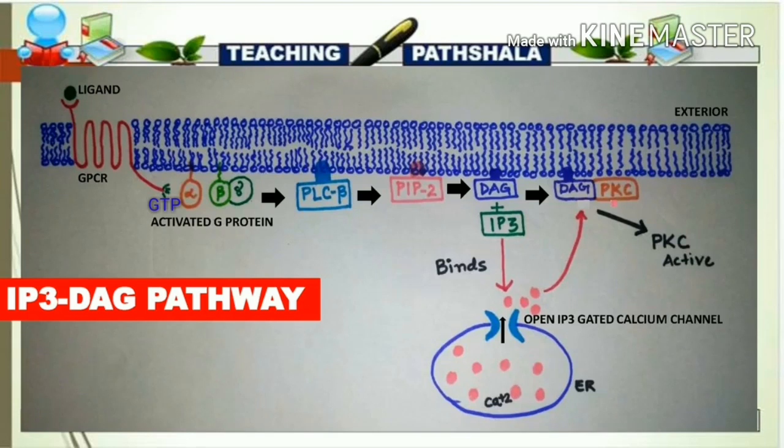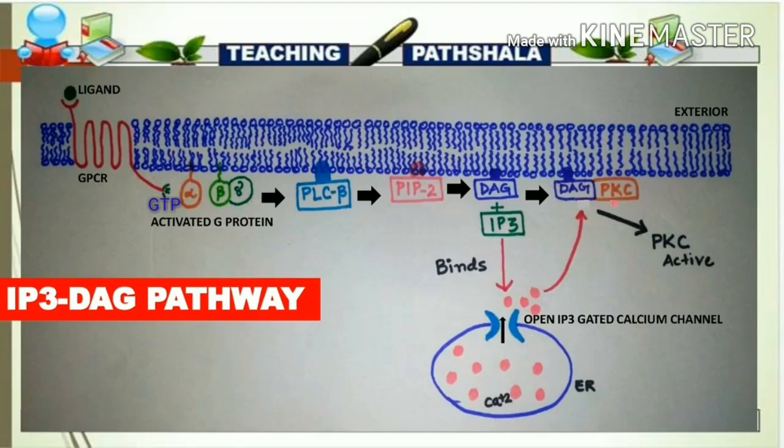Let's summarize the whole pathway. So first of all, a ligand will come and bind to the GPCR, that will result in the activation of a G protein. After the activation of a G protein, the alpha subunit is going to activate the PLC beta, which is a phospholipase C enzyme that is associated with a plasma membrane.